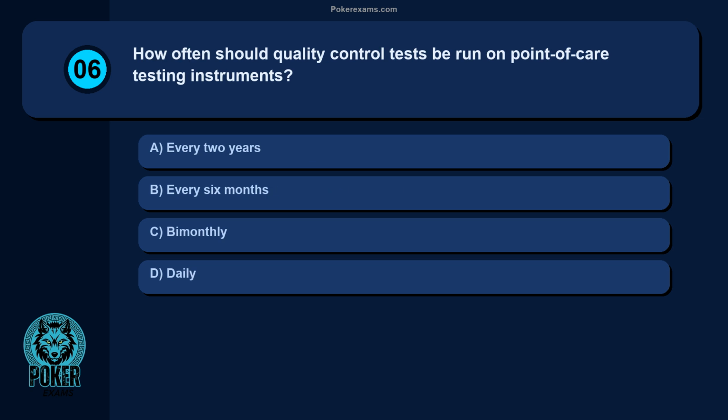Question 6. How often should quality control tests be run on point-of-care testing instruments? Every 2 years. Every 6 months. Bi-monthly. Daily.